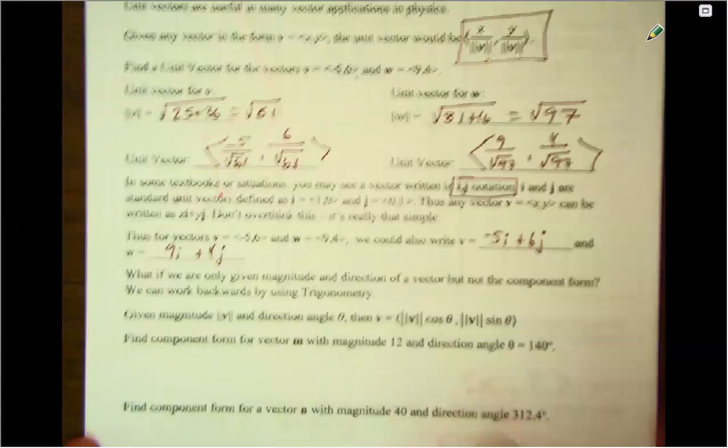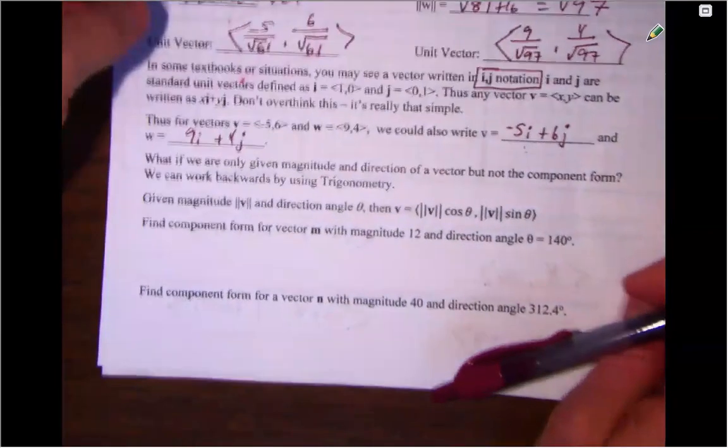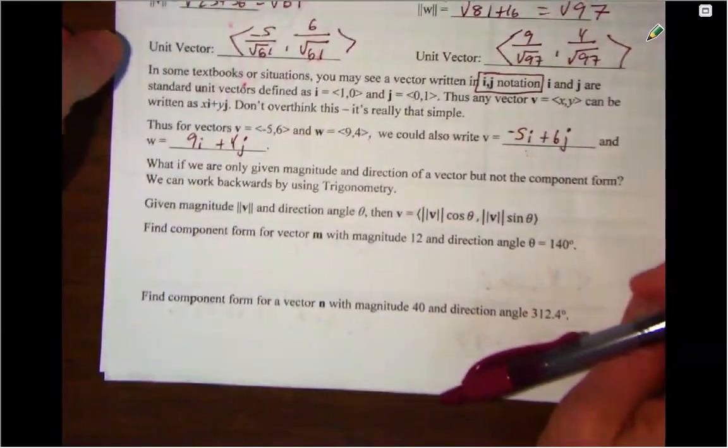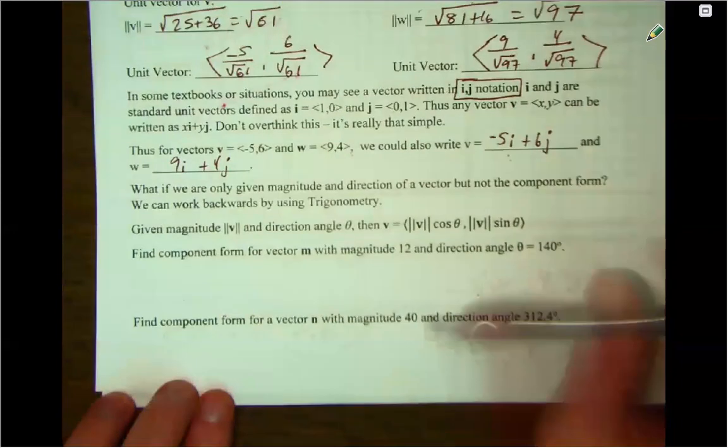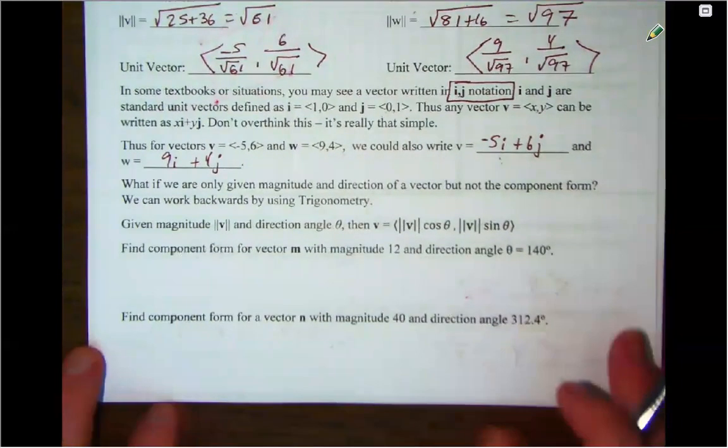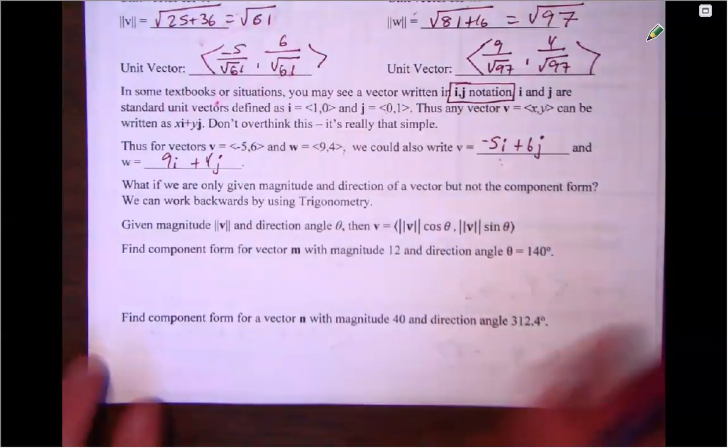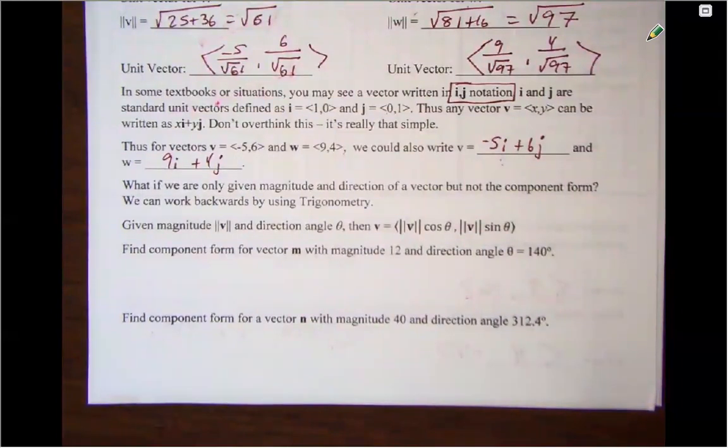All right, last thing, and this one isn't quite as silly as ij notation. The last thing we're going to talk about is going backwards. So we spent the last couple of days having a vector in standard position. So we know the starting point is the origin, we can perform operations with it. We can find the magnitude, we can find the direction. But how about if we go backwards?